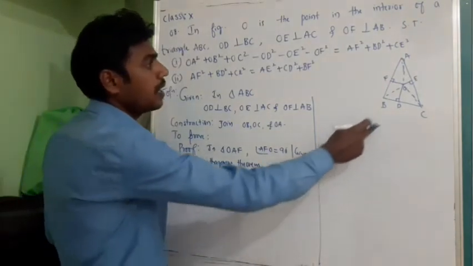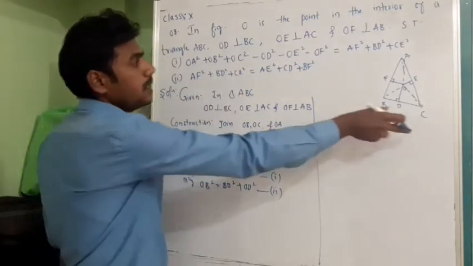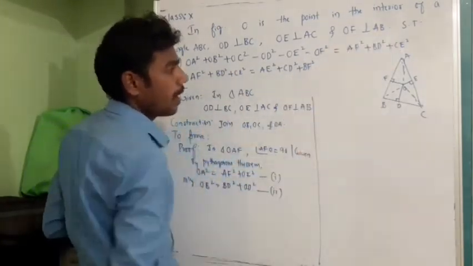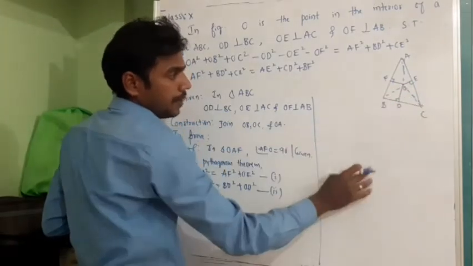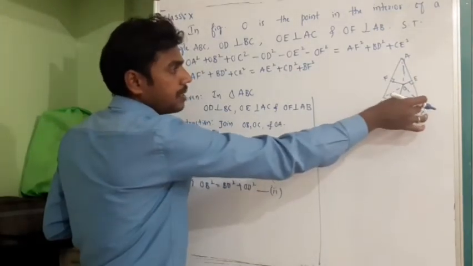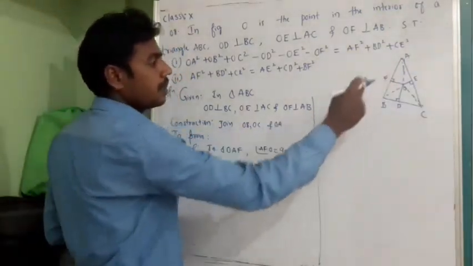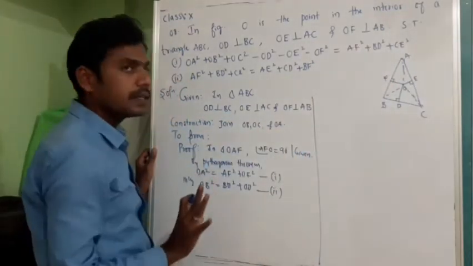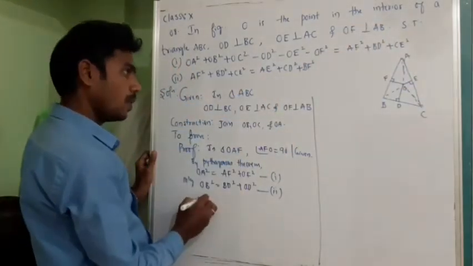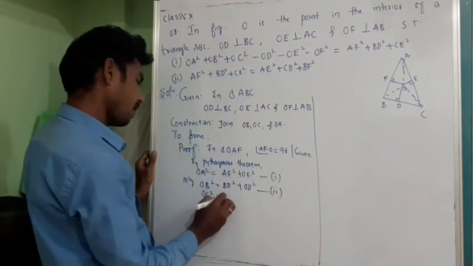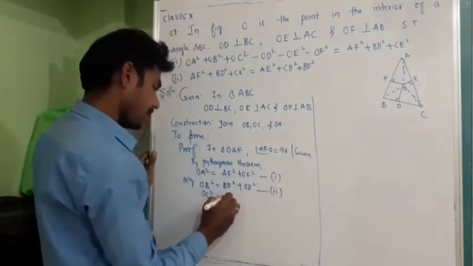So even in triangle OEC, for OC, I need CE square. With reference to OC, there are two triangles, either ODC or OCE. I am considering this because I need CE. That is the reason I am considering this particular triangle. That is, OC square is equal to OE square plus EC square.